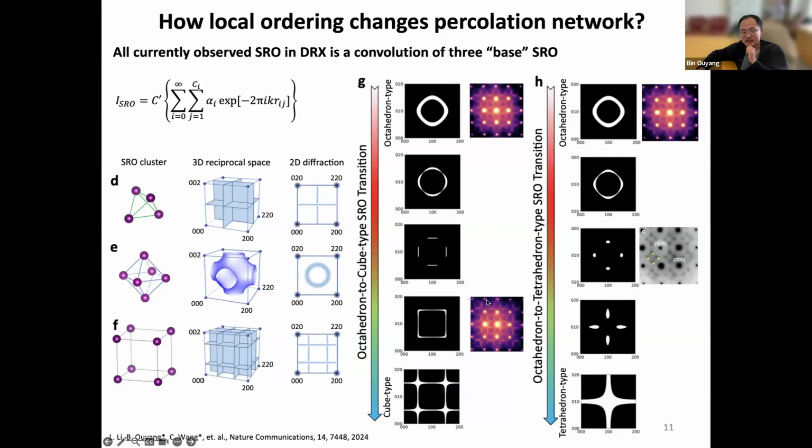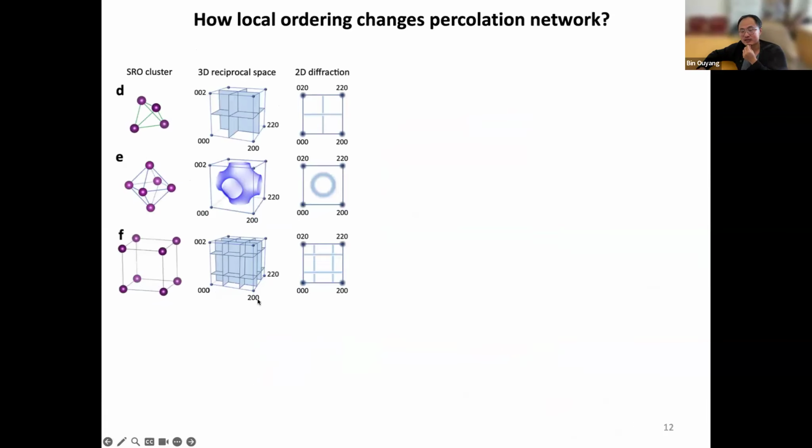All right, so coming back to the slides. We basically figured out that this is a mixture of several basic types of local structures. And then the question is, we are talking about lithium percolation, right? So we have to explain how those local structures influence lithium diffusion.